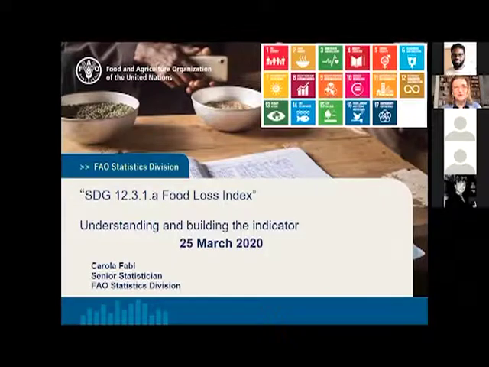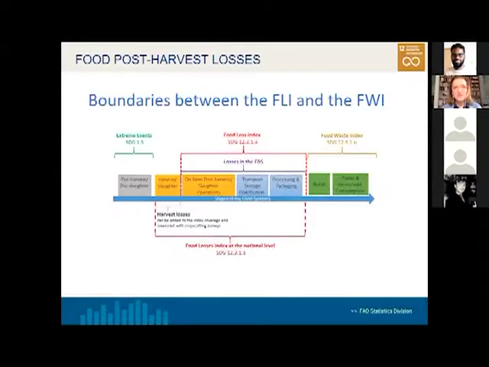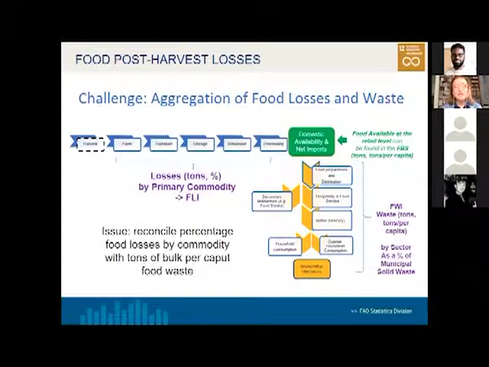So, yeah, that's right. We were talking about, the first effort was really to clarify the boundaries between the food loss index and the food waste index. And losses in the Sustainable Development Goal start with production and end at the retail. Now, there will be a challenge in aggregating the food loss index and the food waste index, because losses are about the efficiency of the value chain.